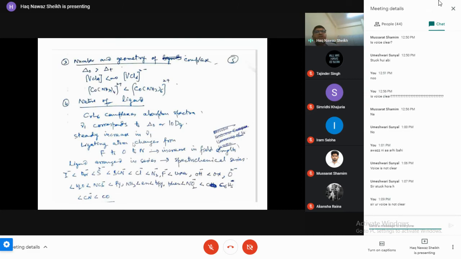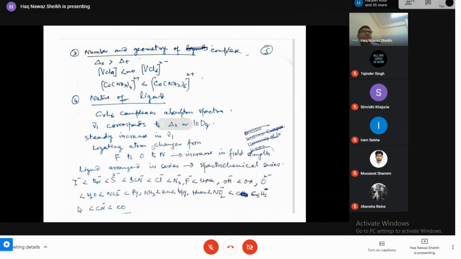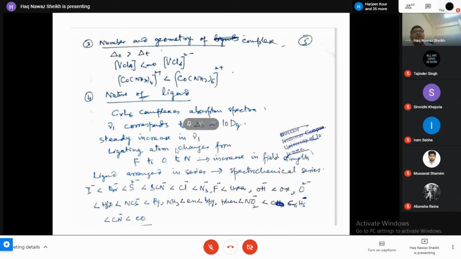Then the third point is the number of ligands and the geometry of the complex. If you have 4 ligands, this we have already discussed, they will generate less crystal field splitting, and 6 ligands will generate more. So that's what we have already discussed in the case of the tetrahedral and octahedral situations. Now the last thing, and most important, is the nature of the ligand, right?